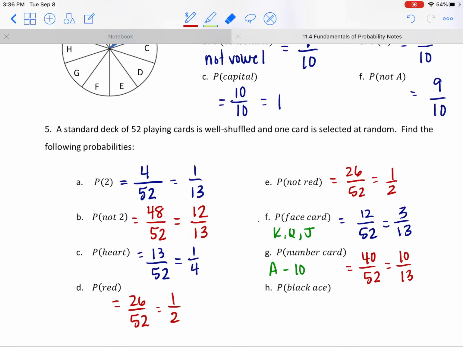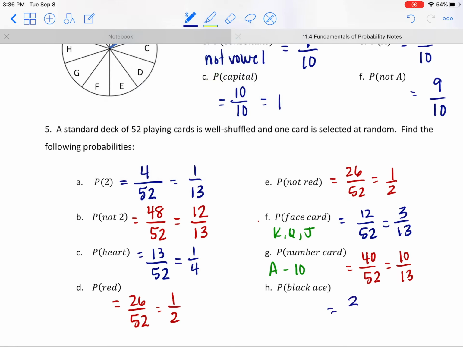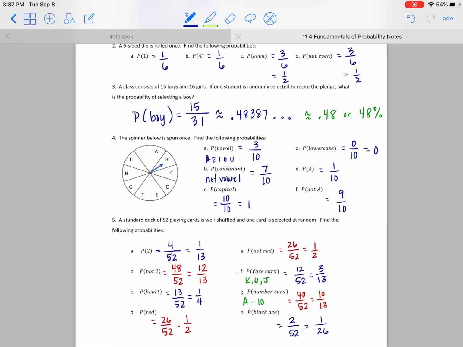Okay? And then the last one. What's the probability that we choose a black ace? Well, there are 4 aces, but 2 of them are black. The ace of spades and the ace of clubs. So there are 2 black aces out of the 52 cards in the deck, and that's going to reduce to 1 out of 26.